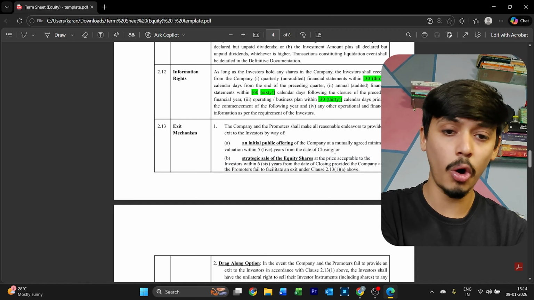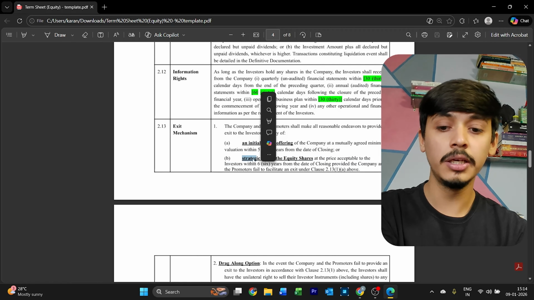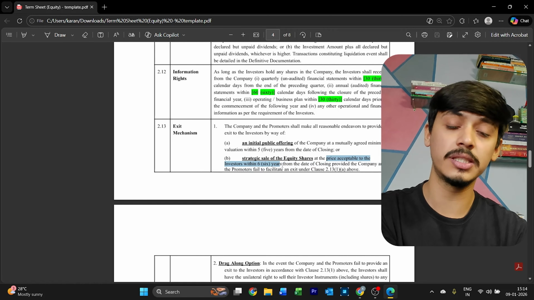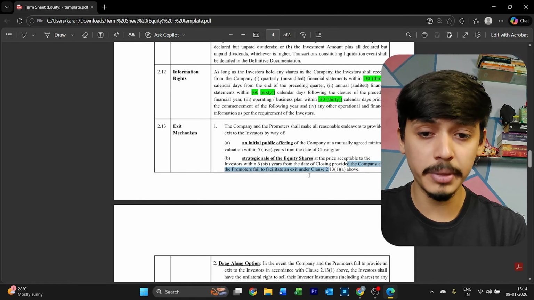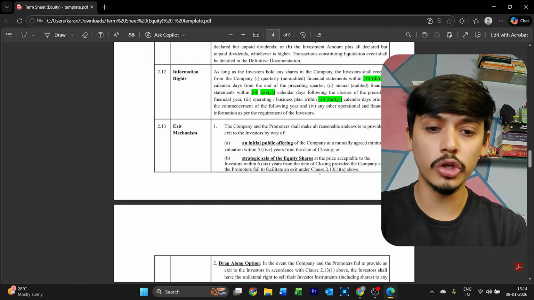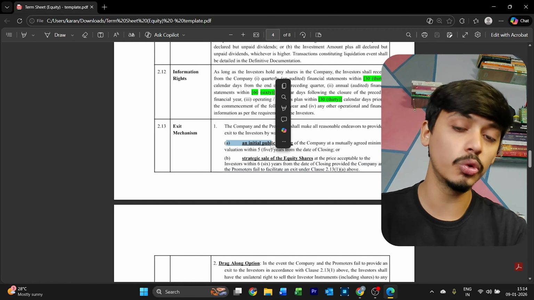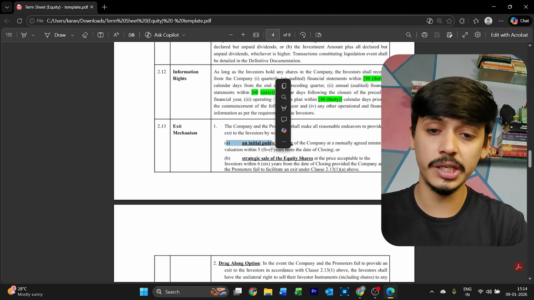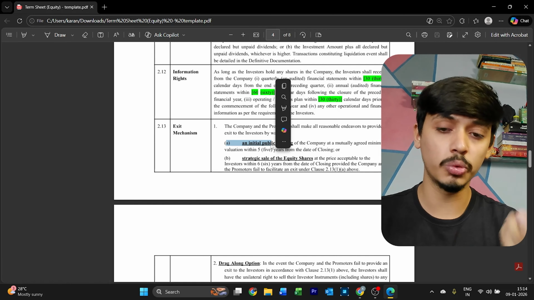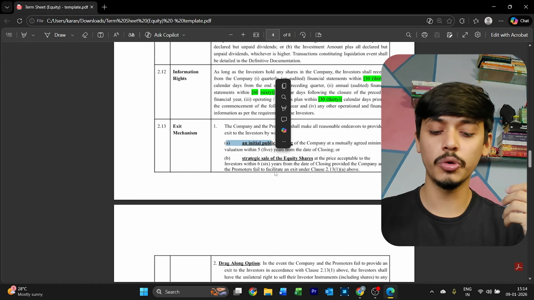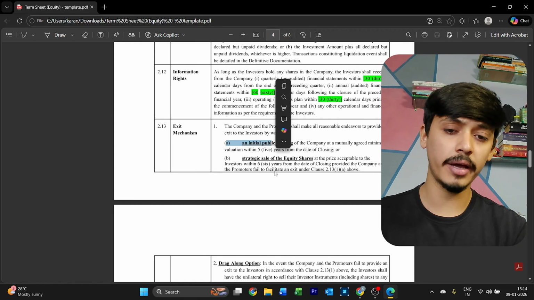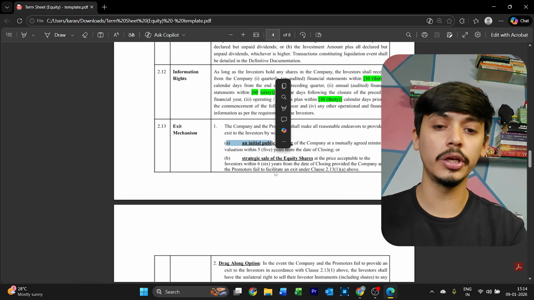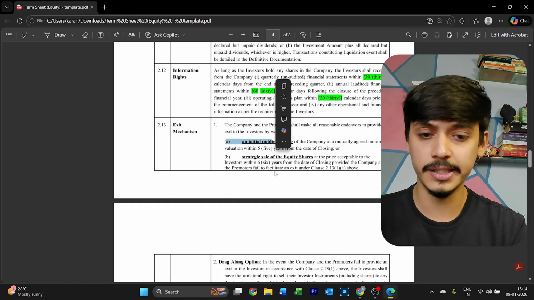Option B, here they have mentioned "or", right? So it could be A, it could be B, which is strategic sale of the equity shares at a price acceptable to investors within 6 years from the date of closing, provided the company and promoters fail to facilitate an exit under clause 2.13.1(a). So if they fail to do an IPO in the 5-year period, then at the end of the 6th year, they will have to do a strategic sale of equity at a price acceptable to the investors. Strategic sale of the equity is selling the stake to any acquirer who is bigger in size, and that is where the investors will be able to sell their shares to the new acquirer that is coming in, at a price acceptable to the investors.